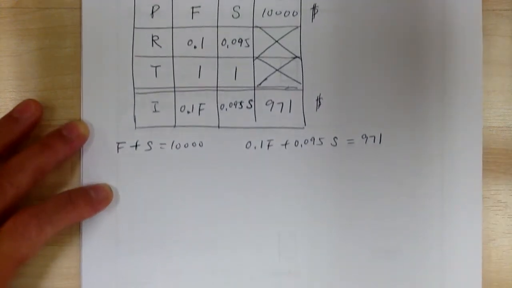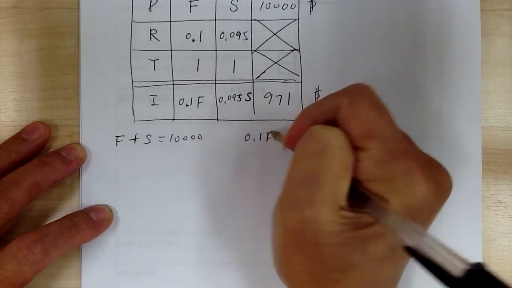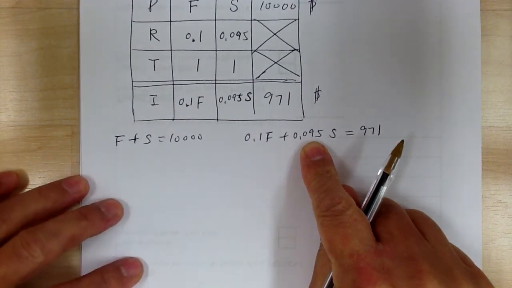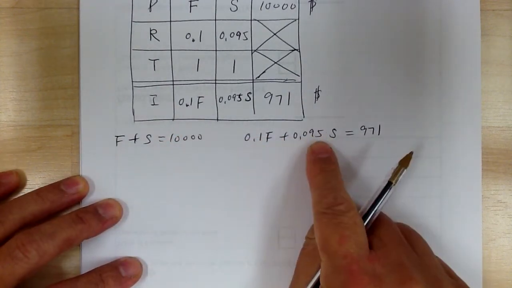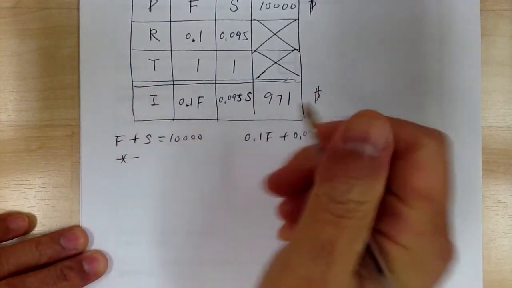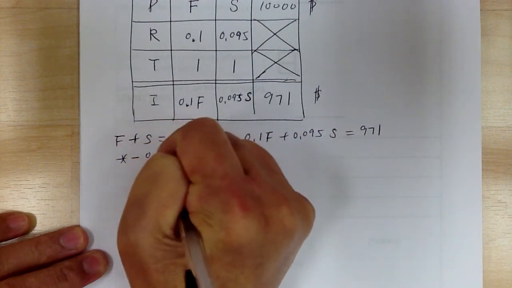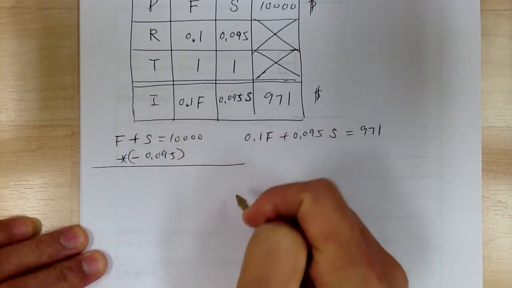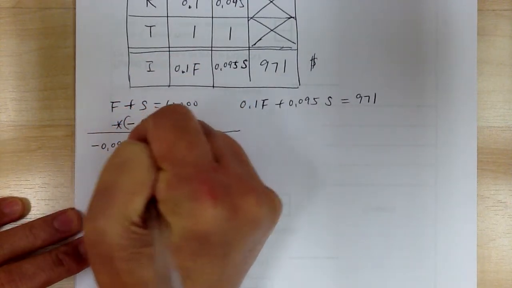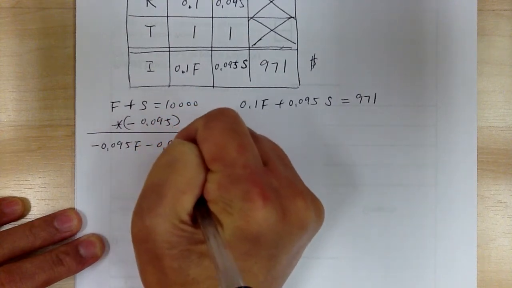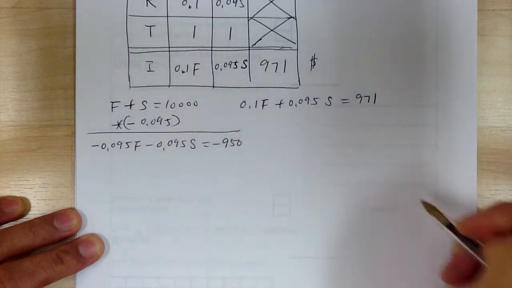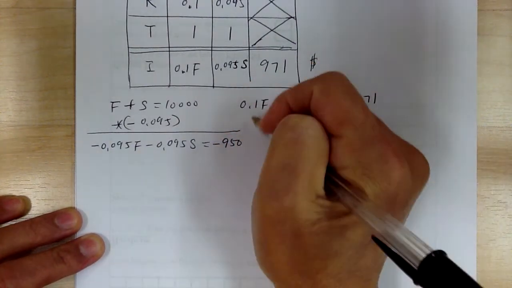So now you have to use your elimination method. I am going to make the lower number the opposite, so I don't have to deal with negative numbers. I know that this is an easier number, but you're going to end up with a negative, so it's easier to make mistakes. So I'm going to multiply by negative 0.095. So multiply, and you're going to get negative 0.095F minus 0.095S equal to negative 950. So I'm going to put this underneath.